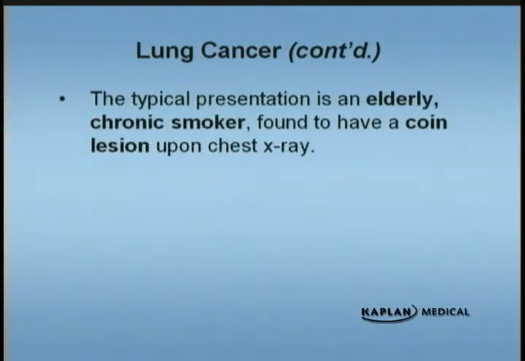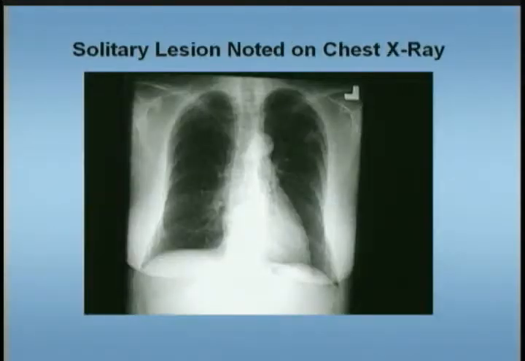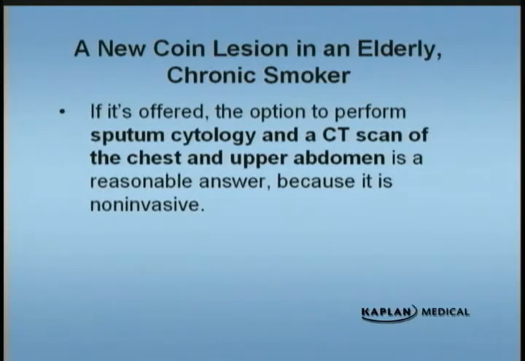The typical presentation, as we pointed out, is an elderly chronic smoker found to have a coin lesion on a chest X-ray. And if it hasn't already been done, the answer you're looking for is find an older chest X-ray to compare with the present one. Here is a solitary lesion noted on a chest X-ray. And if a new coin lesion appears on the exam, by that I mean this question already tells you it was not there on a previous X-ray.